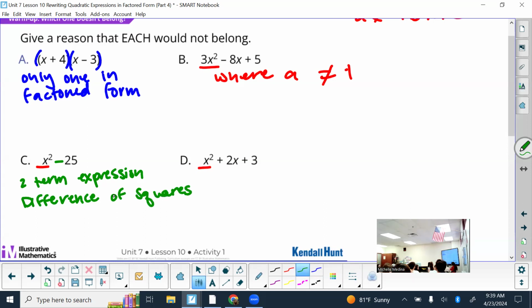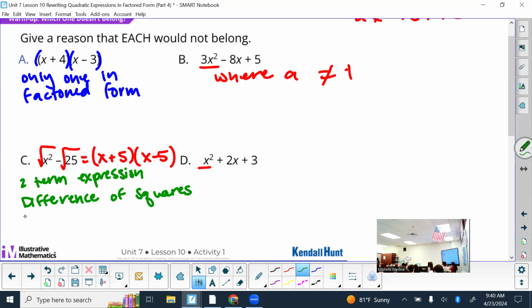The only way we know how to factor two-term expressions is if it's a difference of squares, which basically means it has to be a subtraction problem. C is a subtraction problem. And there has to be perfect squares on each side of the subtraction problem. So what's the square root of x squared? X. And then what's the square root of 25? And the way that the difference of squares rule works is it has your square roots, like how I wrote them, but with opposite symbols like this. And that's just a rule.